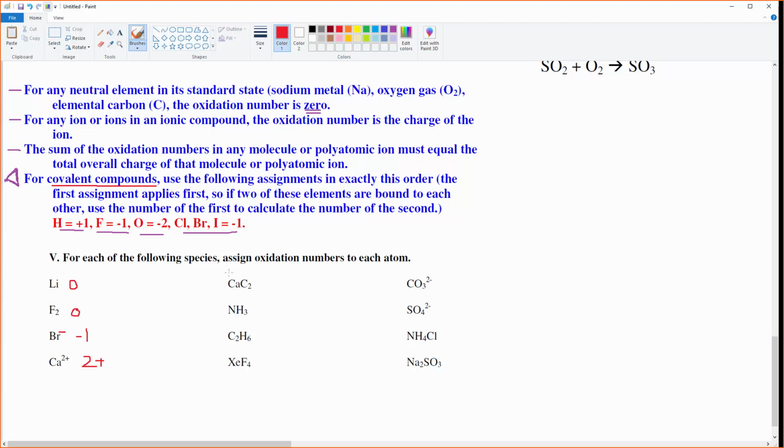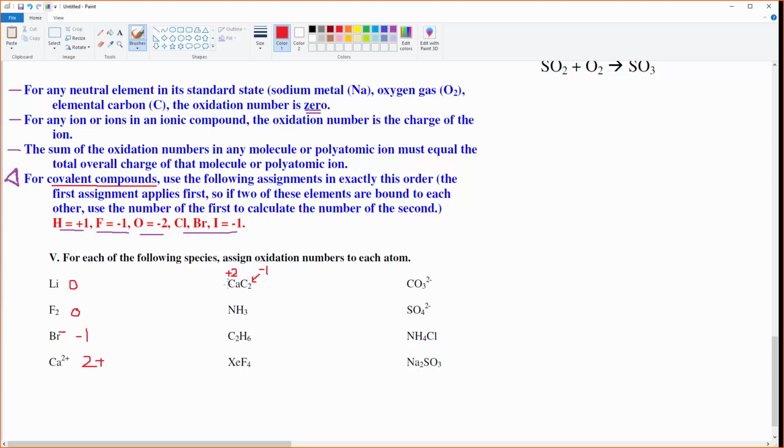It's +2 because it's in group 2, so it's always +2. All right. Now, the sum of the oxidation numbers is equal to the overall charge. Since this is a compound, it's neutral. What would the oxidation number on each of those carbon atoms have to be? Perfect, -1. Because -1 times 2 gives me a -2 to balance out the +2.